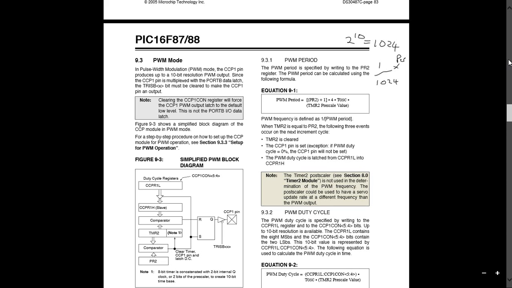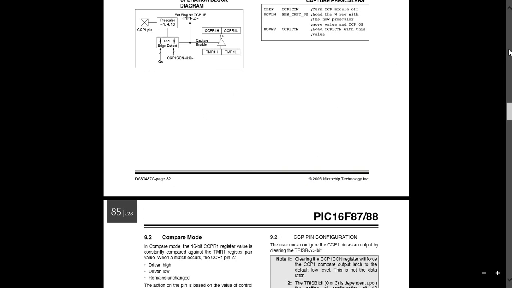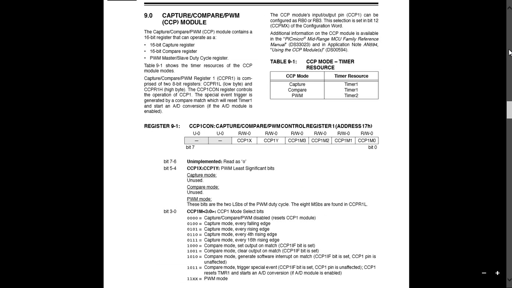I'm trying to remember exactly where that was mentioned. I think it's further back here. We'll see if we can find it. Yeah, the CCP module's input/output pin CCP1 can be configured as RB0 or RB3, and this selection is set in bit 12, CCPMX, of the configuration word. Now that's the configuration bits that I've shown you before that we can set up.